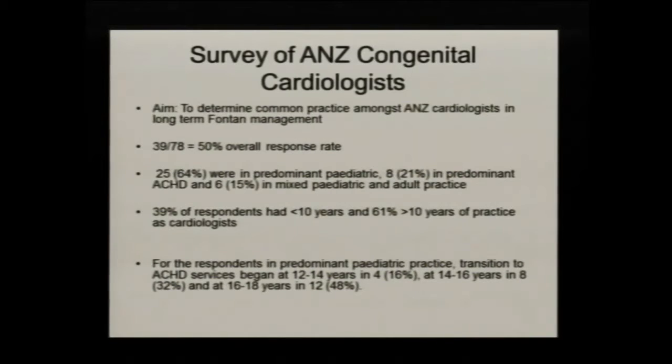So I come back to the survey that we conducted, just to give you a gauge of what the outpatient experience might look like. So we surveyed cardiologists through Australia and New Zealand to get a gauge of what they do with patients with a Fontan circulation. We got a 50% overall response rate of 39 cardiologists. Just under 2/3 were in paediatric practice, and a fifth were in predominantly adult congenital heart disease practice, and a smaller number saw both children and adults.